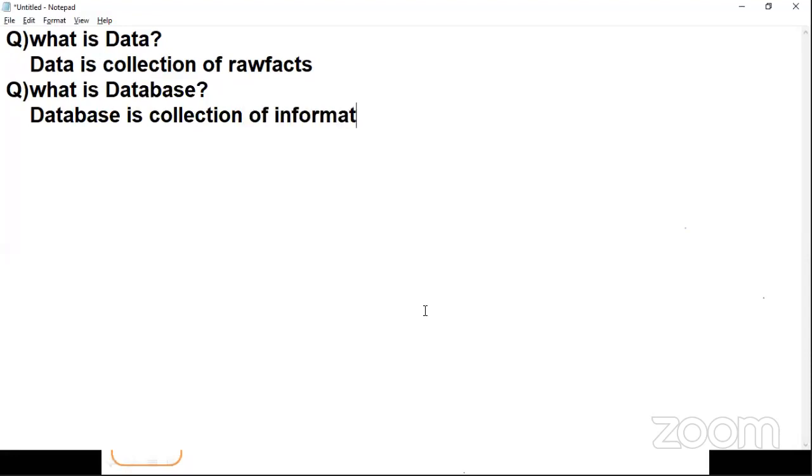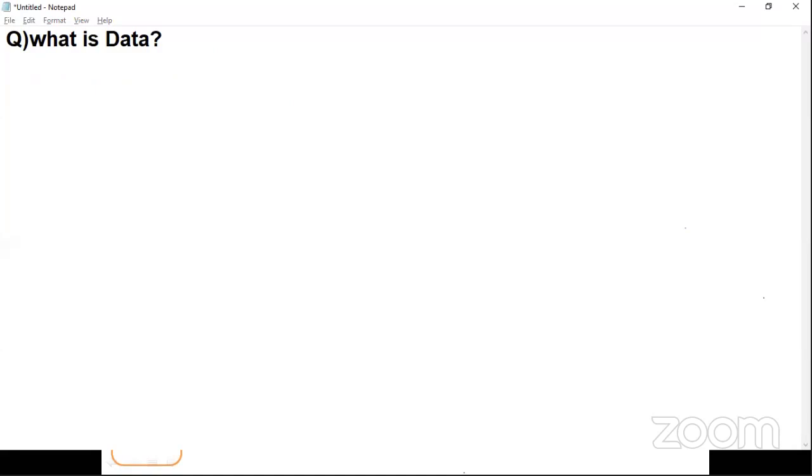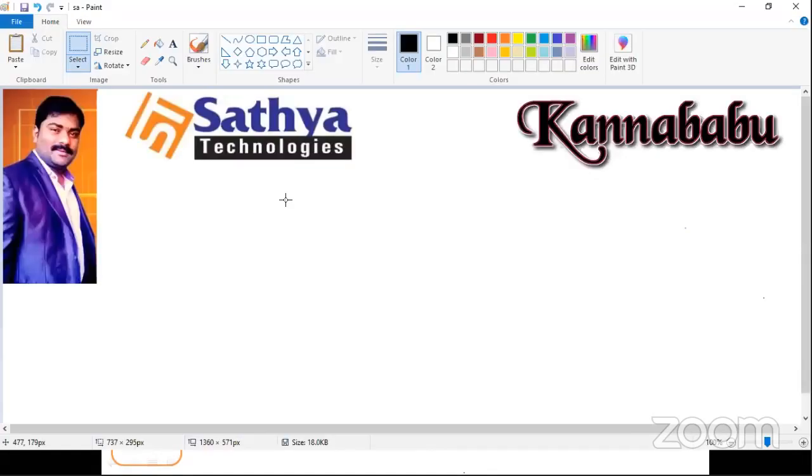Now you may get a doubt, sir, what is information? Information means the data belongs to a particular organization. Meaningful data is called information. Generally, data is meaningless, information is meaningful. Data is always input. When you process the data, you will get some information.